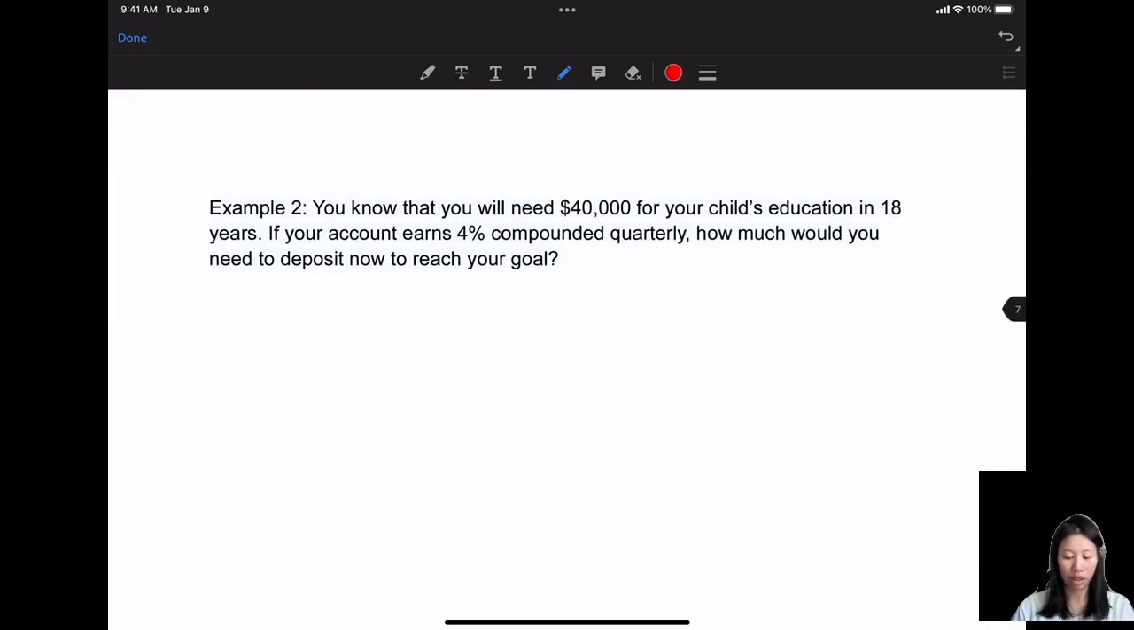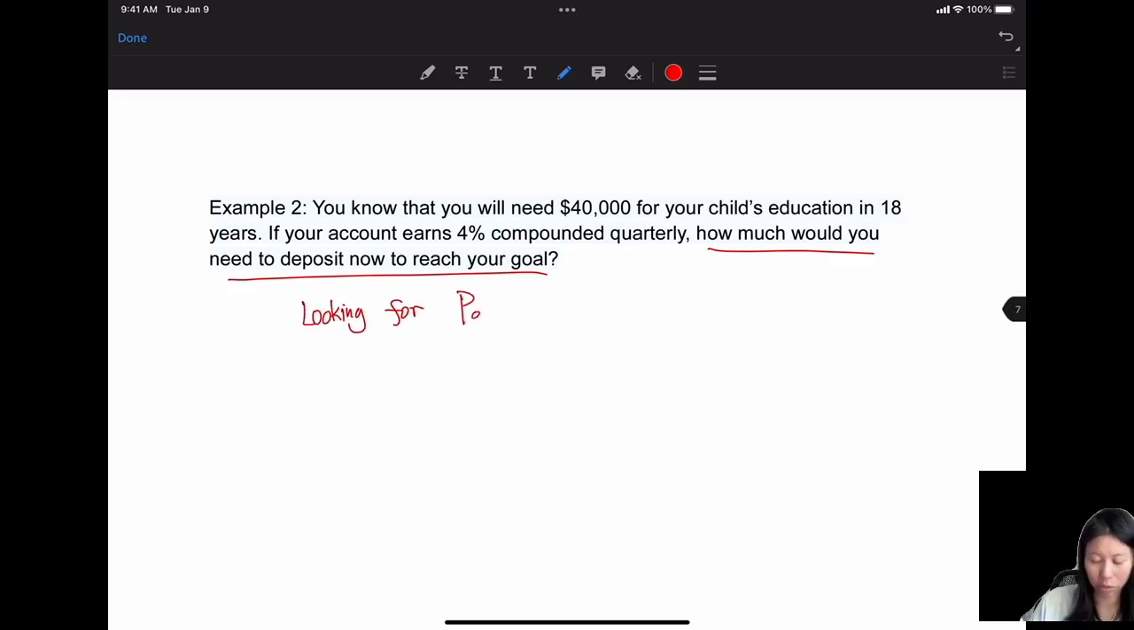Okay, so the second example is you know that you will need 14,000 for your children's education in 18 years. If your account earns 4% compounded quarterly, how much will you need to deposit now to reach your goal? So what do they ask? They ask you how much you need to deposit. That means we are looking for the principal.